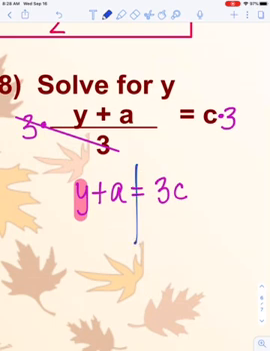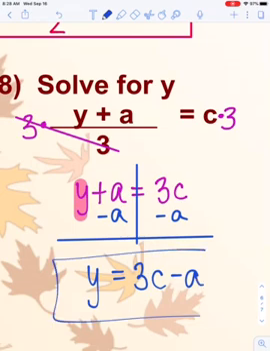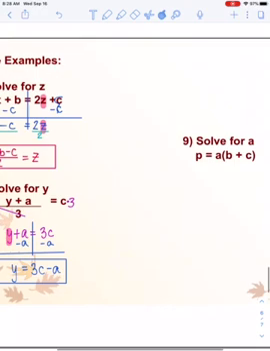I'm solving for y. Right now, y is just being added to a, so all I have to do is subtract the a. And then I get y equals 3c and a are not like terms, so I just write 3c minus a. And then I'm done.